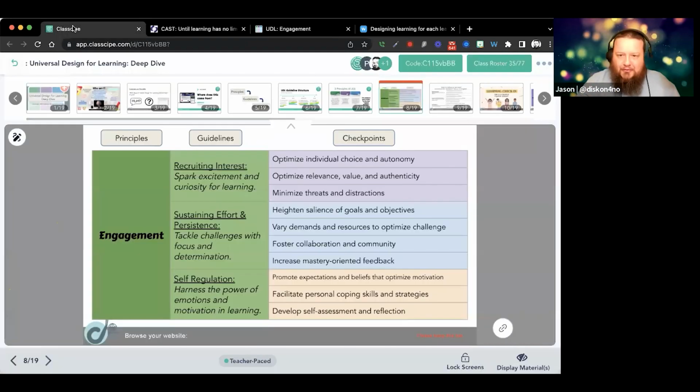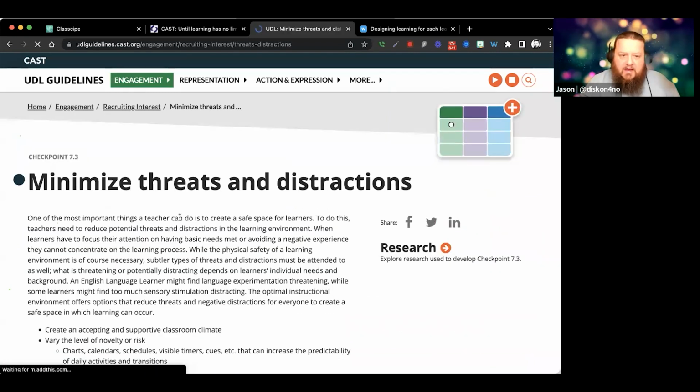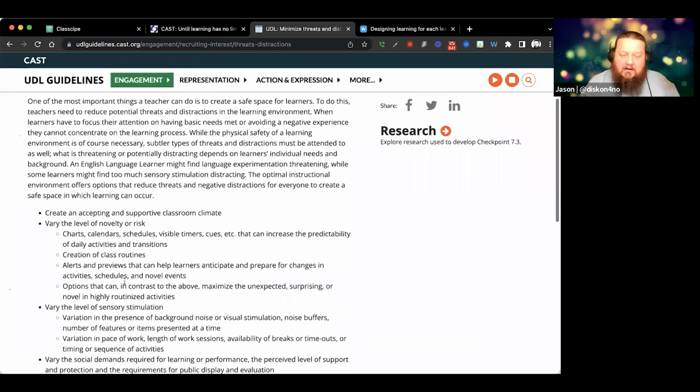So here's what I would like for you to do, please. I would like for you to look at this principle, choose one of the guidelines that you find that you could use in your next class or in school the next time you're in school, and then one of the checkpoints. So let's say I like the recruiting interest and the minimize threats and distractions portion. I would go here, you can see recruiting interest is here. I could click there, or I can go straight into the checkpoint. And I click on the checkpoint and it gives me information about what kinds of things I can do for my students and further research on the brain-based portion of this particular checkpoint. So as you can see, it's extremely wealthy when it comes to information.